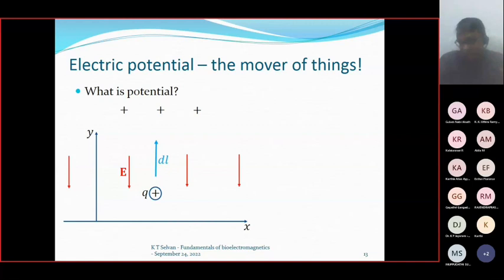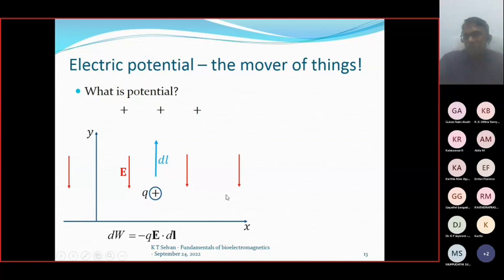That work done is given, from fundamental physics, by force into distance. Okay, that is the most elementary definition of work done. But since the electric field is a vector, as we just mentioned, this is a scalar product. This is force into distance, right? QE represents force due to the electric field, and dl is the distance over which I want to move the charge. And this is a dot product because the work done depends on the direction in which I want to move the charge. Like if I were to move the charge perpendicular to the field, no work done is involved. That is why this becomes a scalar product.